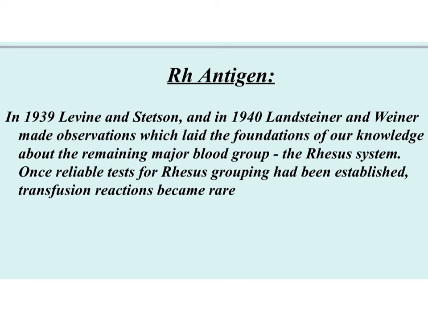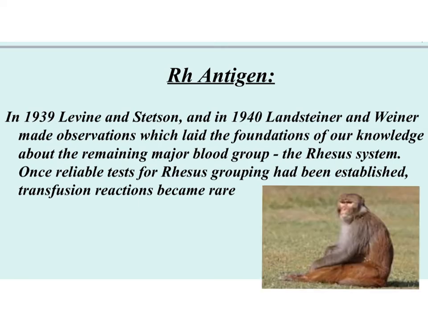So around the 1930s, 1940s, the Rh antigen was identified. It was first identified in rhesus monkeys. And here we have a rhesus monkey right here. And then later was identified in humans. Now, Rh positive is dominant, so an Rh positive person can be positive positive or positive negative. Rh negative must be negative negative. 85% of the population is Rh positive, and about 15% of the population is Rh negative.